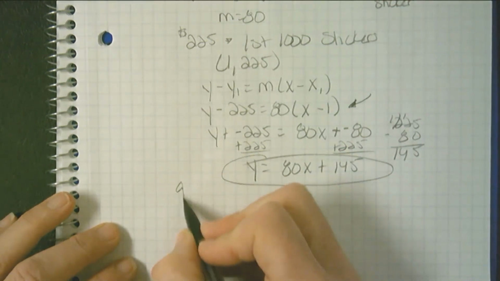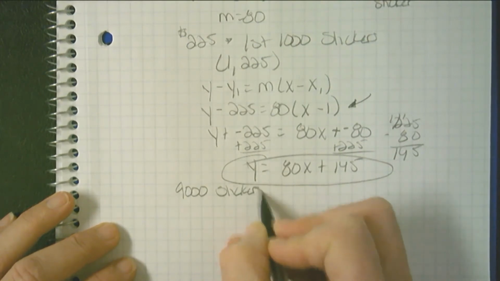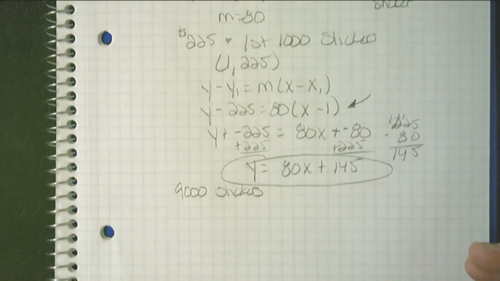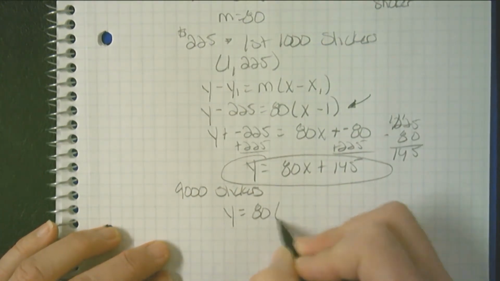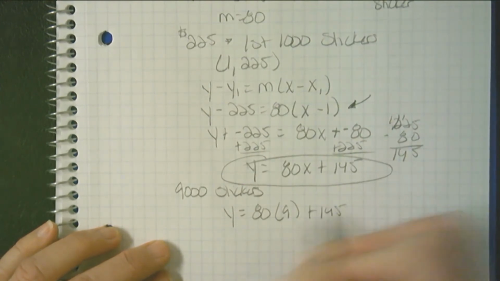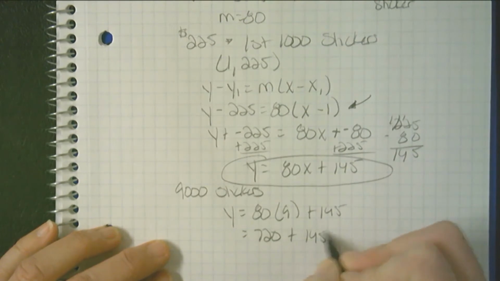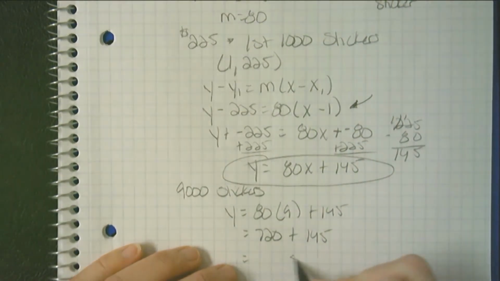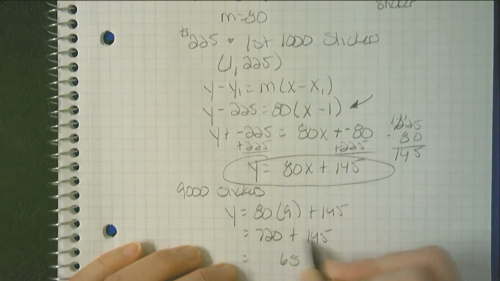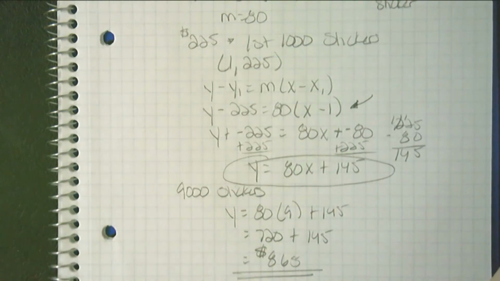And now we can find the total cost of now 9,000 stickers. What am I going to do to find the cost of 9,000 stickers? Maya? Yep. So 80 times 9 plus 145. So that's 720, right? And if I add those together, that's going to give me $865. Yes.